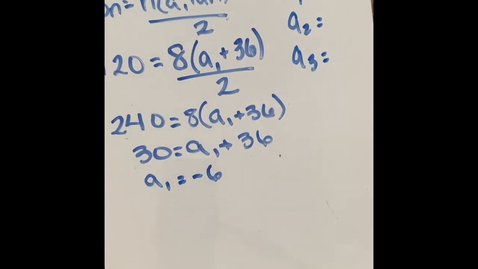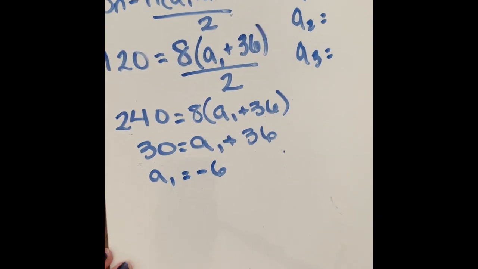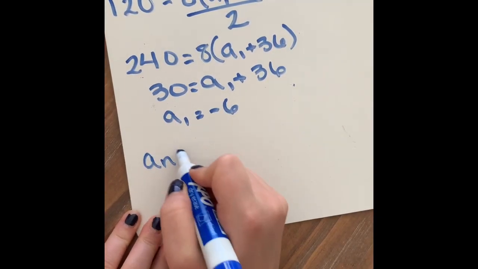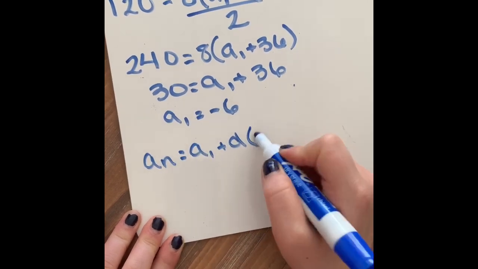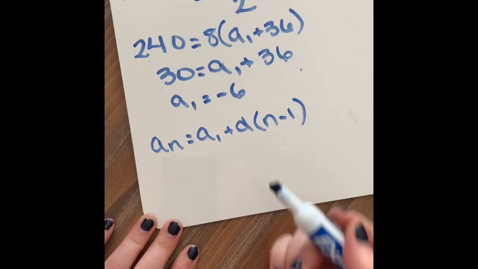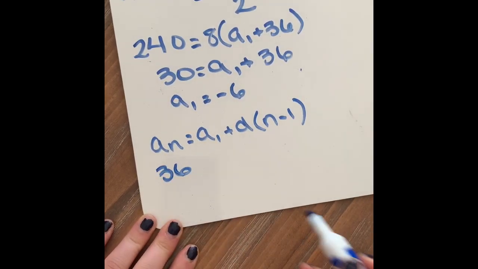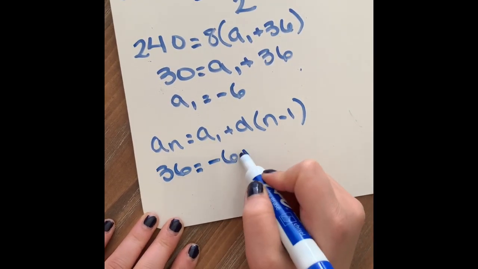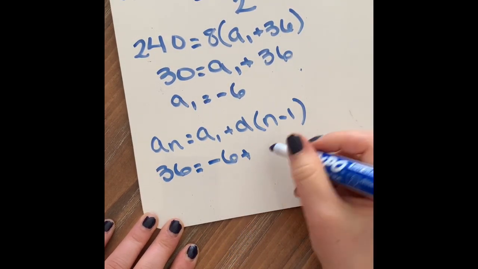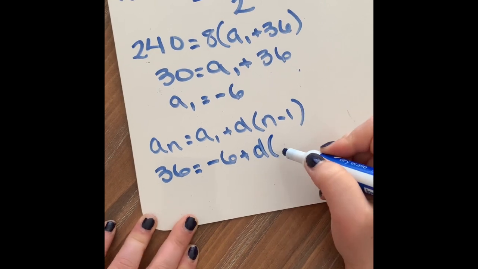Now remember, we need that common difference to figure out what the next terms are. And the only way to do that is to be plugging into that original arithmetic formula. a sub n is equal to a sub 1 plus d times n minus 1. So plugging in for that, we know a sub n, they already give us, is 36, equal to negative 6 plus the common difference. Do we know that? No. So that's what we're looking for. And then times n minus 1.